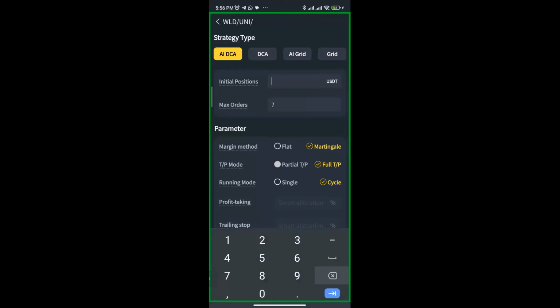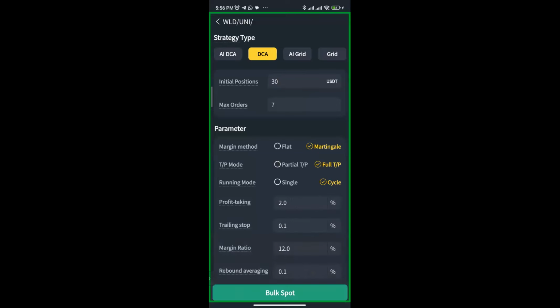So I'm trading on semi-auto now. So I'm going to choose DCA because I want to acquire more coins to sell at a very good profit.